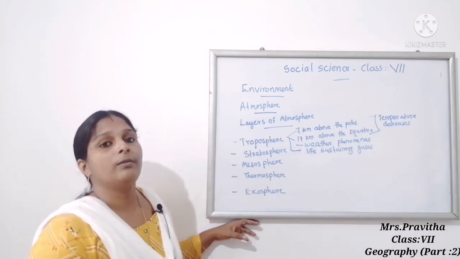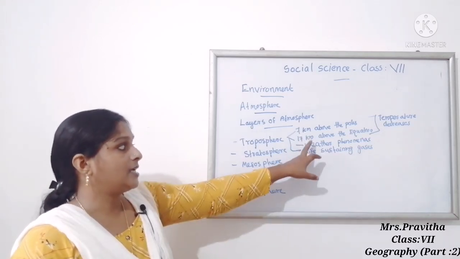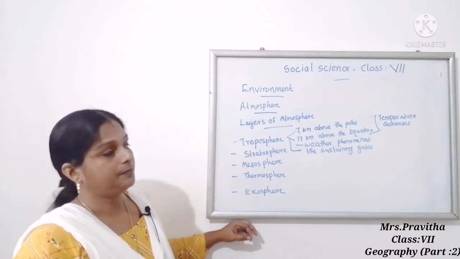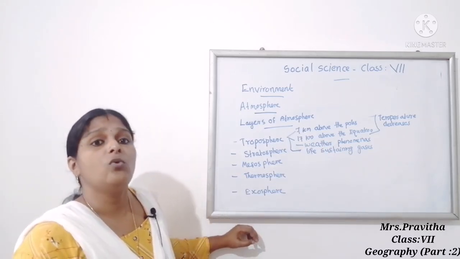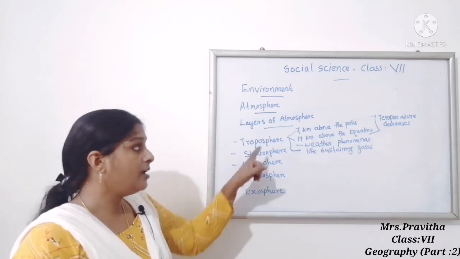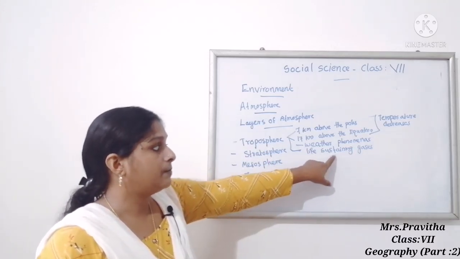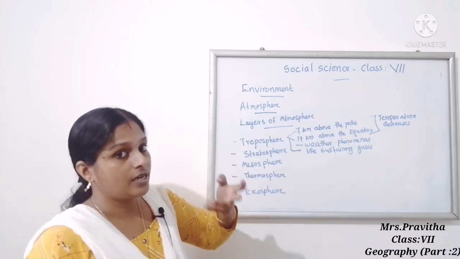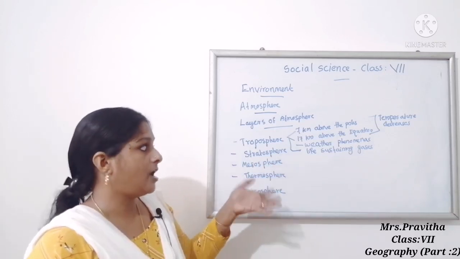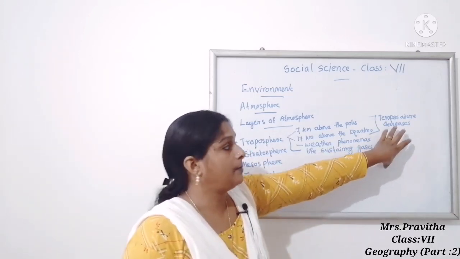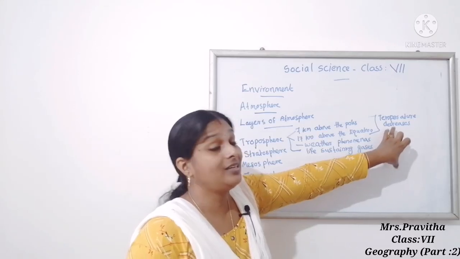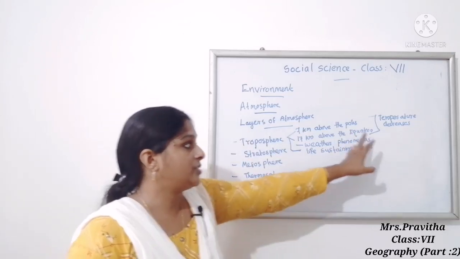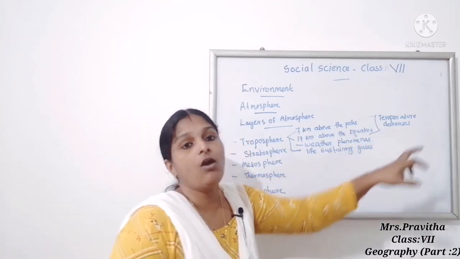What are the main points ma'am told about the troposphere? It extends 7 km above the poles and 17 km above the equator. Almost all the weather phenomena take place in this layer, and all the life-sustaining gases, such as nitrogen, oxygen, carbon dioxide, etc., are found in this layer. Then the temperature: temperature decreases with increasing altitude. Altitude means height.